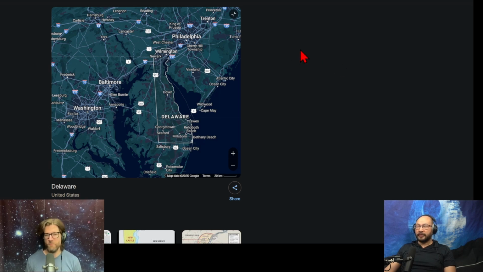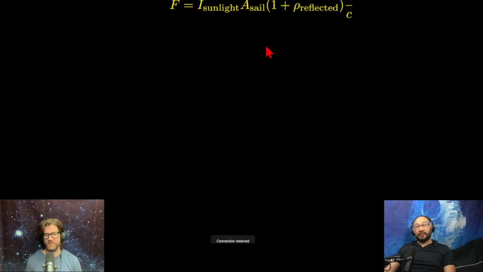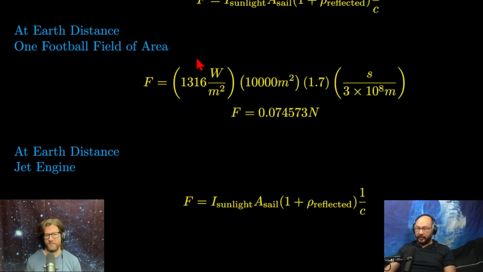But as you pick up speed and move away from the sun, the intensity of light goes down, and so your acceleration decreases. That's a good point. This number will go down. So cool.